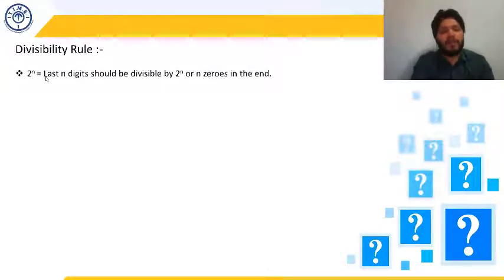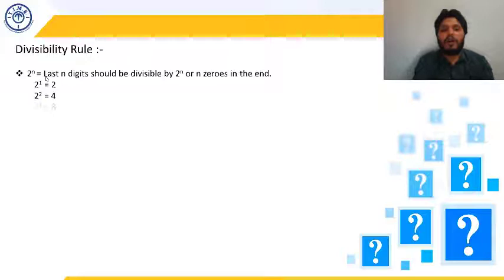So 2 to the power n. What is the divisibility rule of 2 to the power n? If the last n digits of the given number are divisible by 2 to the power n, or n zeros are there in the end, then the number is said to be divisible by 2 to the power n.